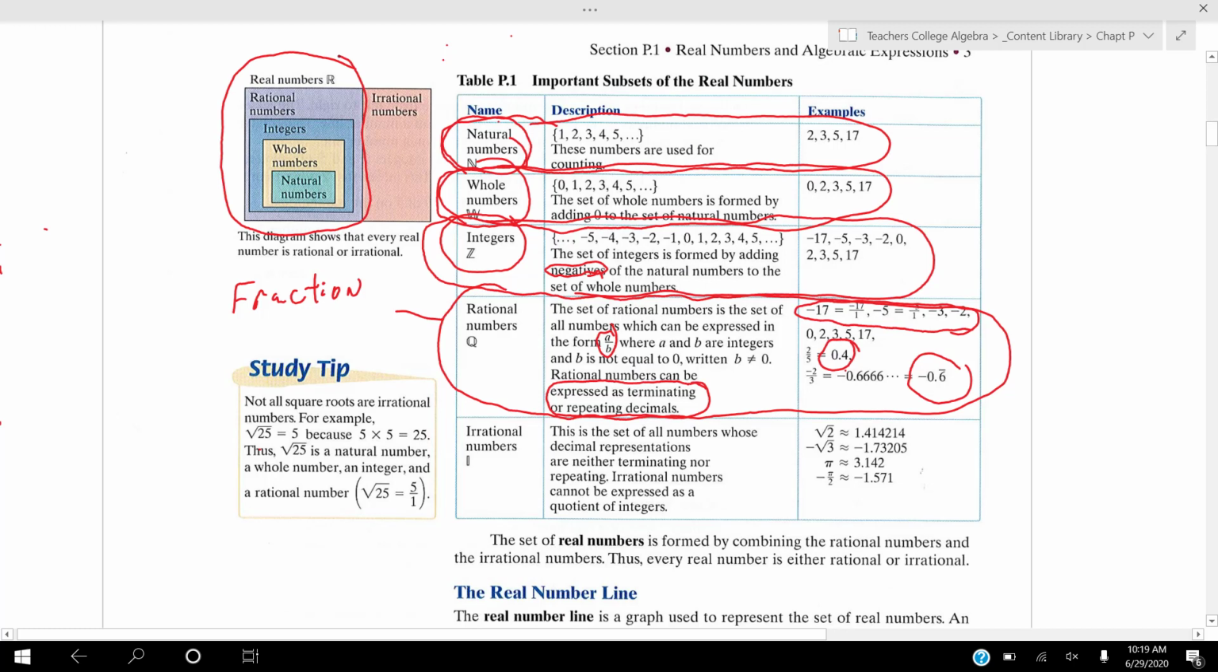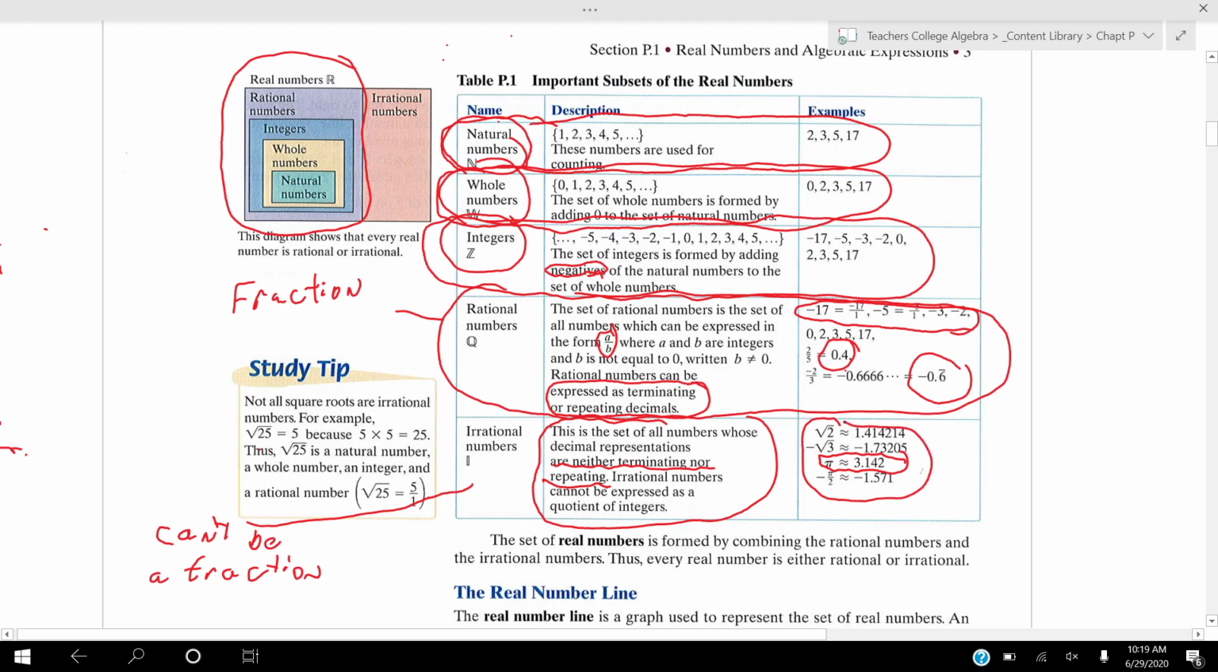Now your irrational numbers are any number that can't be a fraction. So any number that can't be a fraction is listed right here. That includes the set of all numbers whose decimal representation is, and notice they put down, neither terminating nor repeating. A classic example of this, of course, is pi, which is 3.142. And then they also remind you that all of your imperfect squares fall in that category.